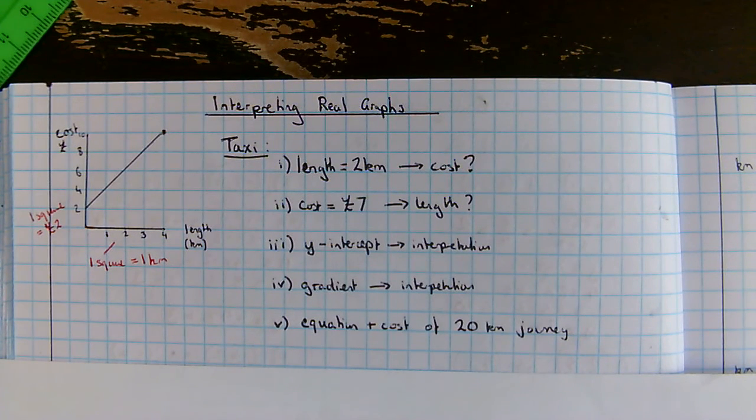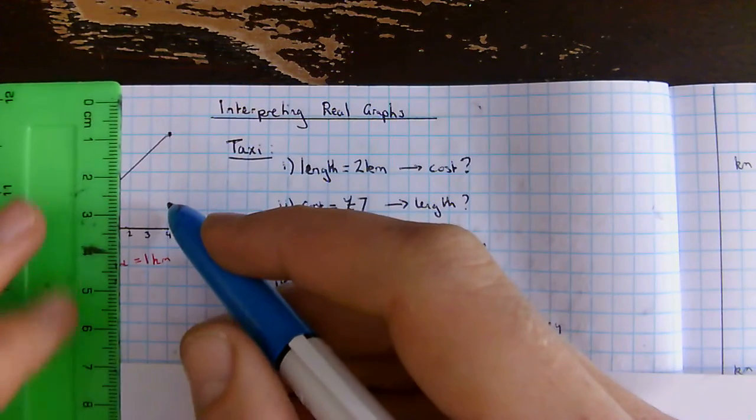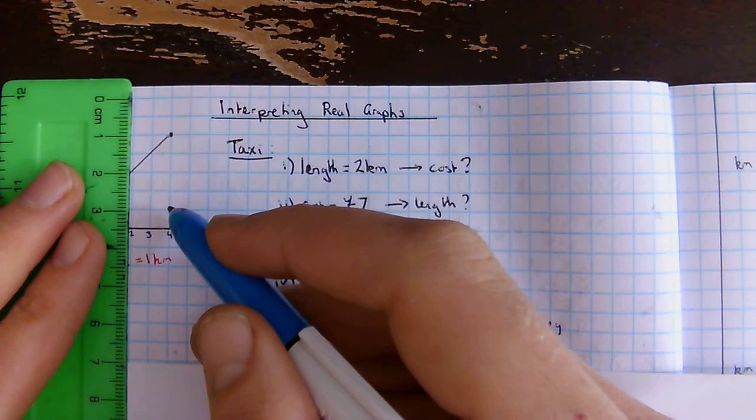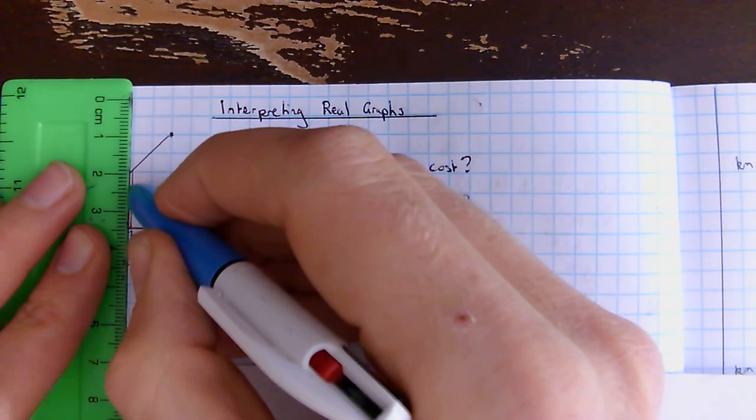Here's the kind of question that you're likely to be asked in a GCSE about this kind of graph. Somebody takes a 2 kilometre journey. How much is it going to cost them? Always when you're asked this, make sure you draw in your construction lines. So the length is 2 kilometres. I'm going to go to 2 kilometres here, and go up to my line.